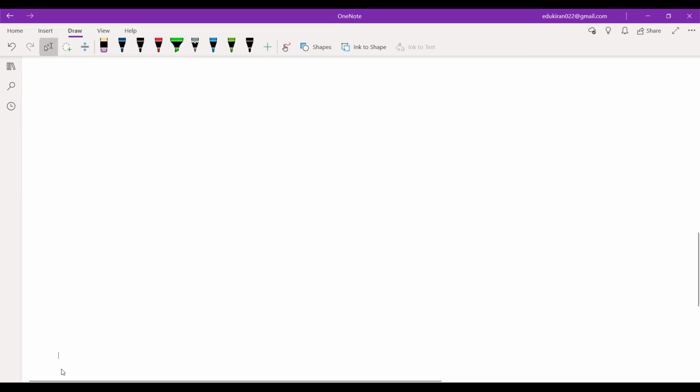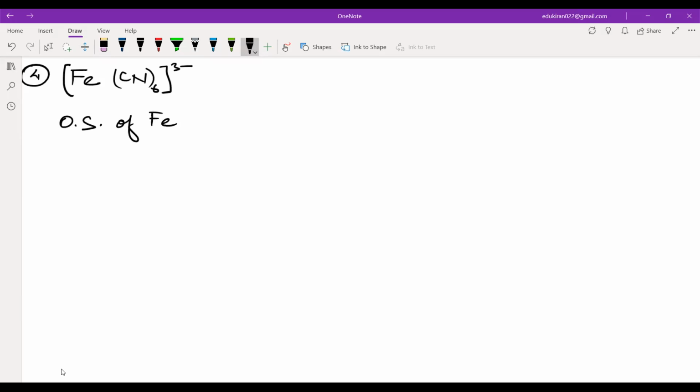So just write one more example. This is the fourth example, right? If you have [Fe(CN)6]3-, please start with the oxidation state. Please look at the ligand, whether it is an anionic ligand, cationic ligand, or a neutral ligand. Only then can you calculate the oxidation state. Calculate the oxidation state and tell me in chat.